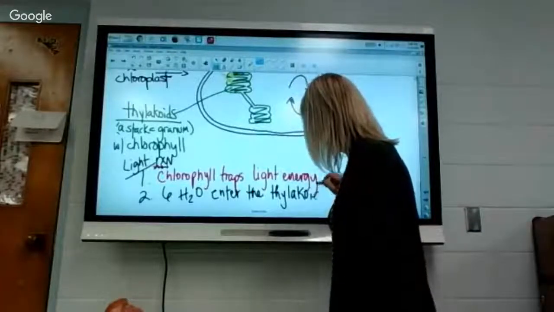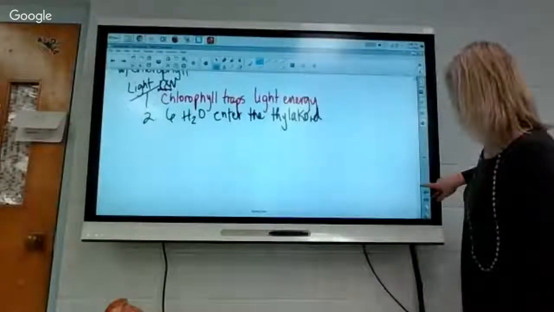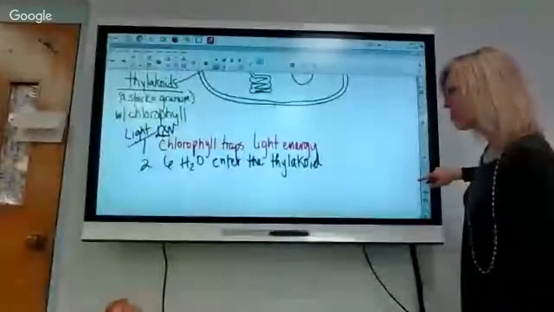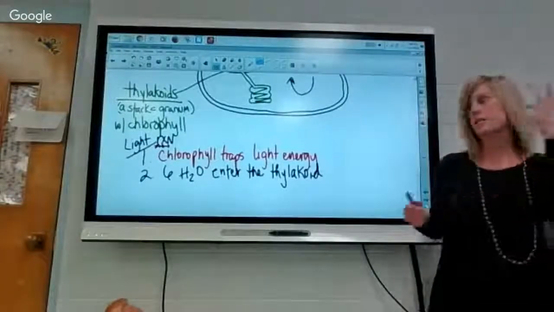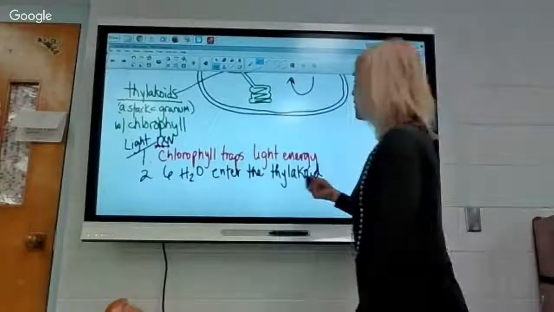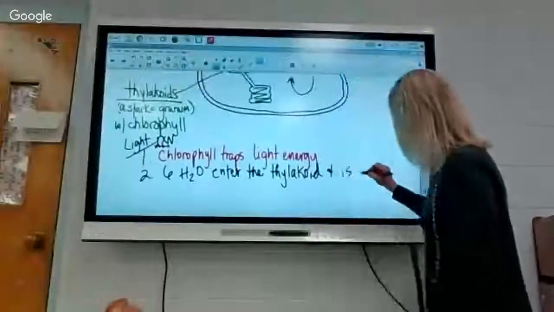And when they do, you remember when we did the carbon cycle outside, what happens to that water when it comes in? Light does something to it. It does. So it's called photolysis. So it's split by light. So it enters the thylakoid and is split.